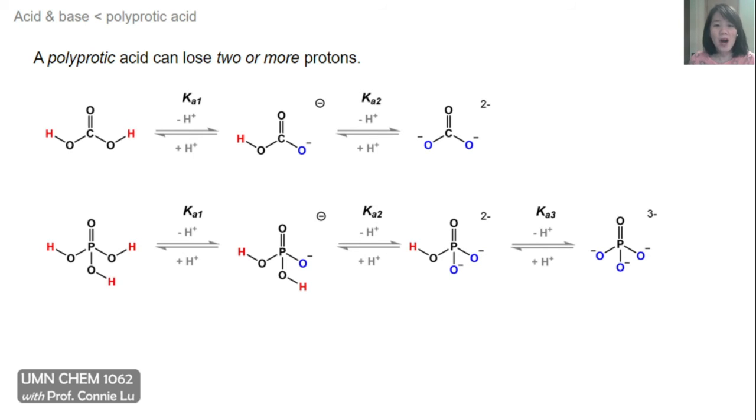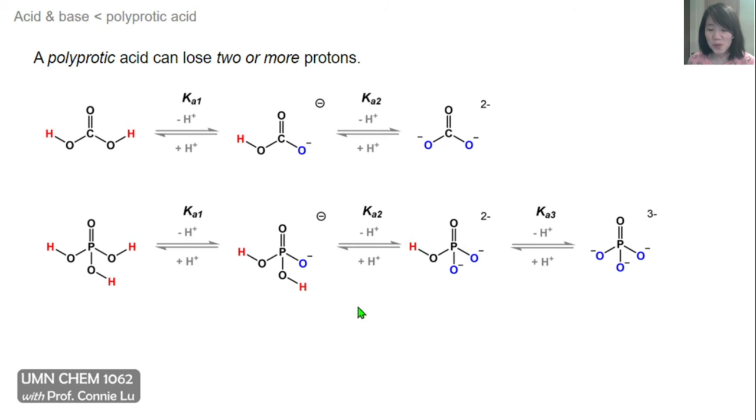Something slightly more complicated is phosphoric acid, which is a triprotic acid, because these three protons highlighted in red can all be dissociated. And again, this is a stepwise manner where you first lose one in the first equilibrium, referred to as Ka1. Then you lose the second in a second equilibrium, referred to as Ka2. And the last and third proton can be lost in the final equilibrium, Ka3, to generate the phosphate anion.